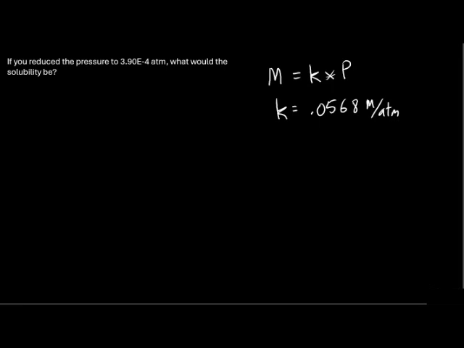The second part of the question asks, if we reduce the pressure to 3.9 times 10 to the negative fourth ATM, what would the solubility be? Let's put a check mark next to pressure and write down that we know what the pressure is. That's 3.90 times 10 to the negative 4 ATM. We can also place a check mark next to K because we just found what that was in the previous section, and so now we can find molarity.